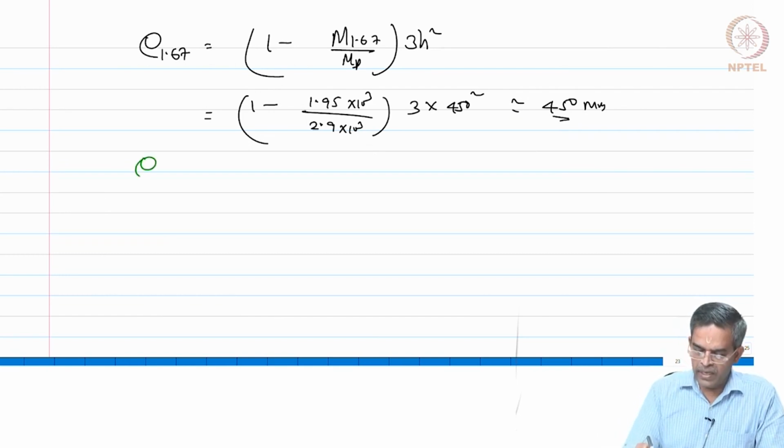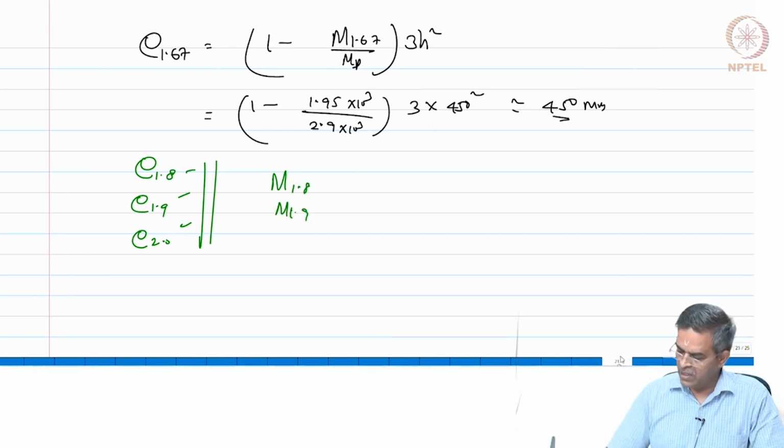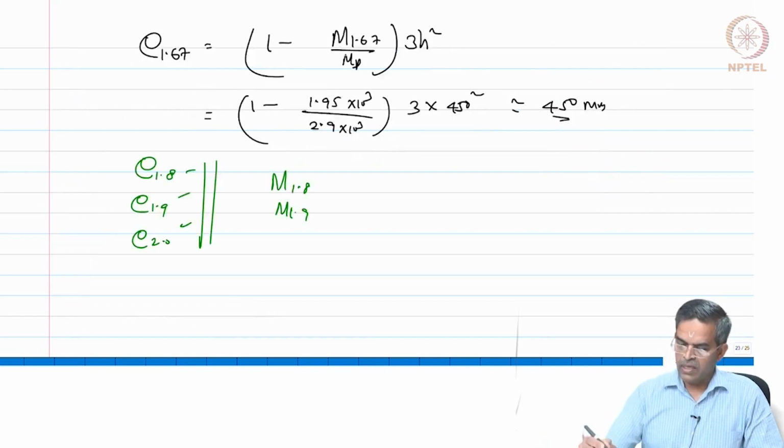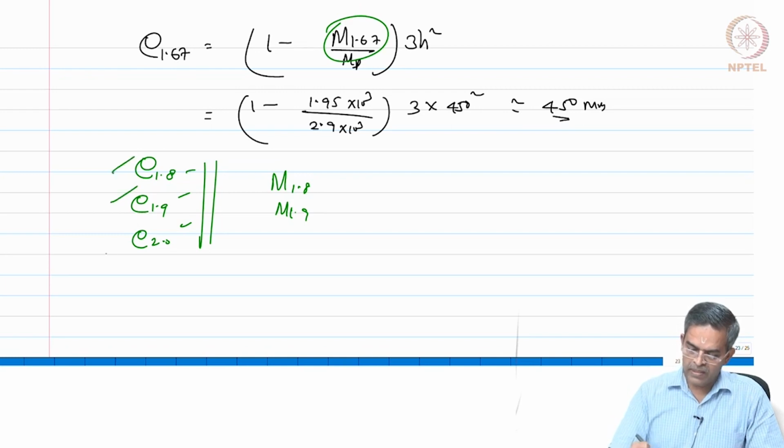Similarly, can I find e at 1.8, e at 1.9, e at 2? How can you do that? Because at all these sections I have moment at 1.8, moment at 1.9, I have all the moments. I can substitute here and I can find the depth of elastic section.